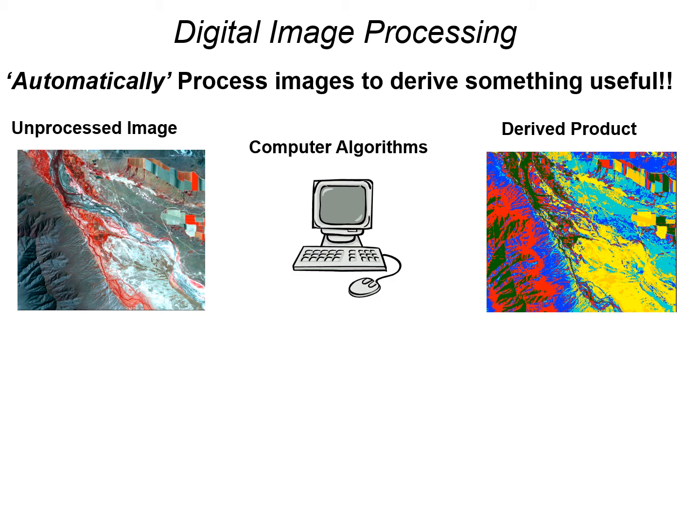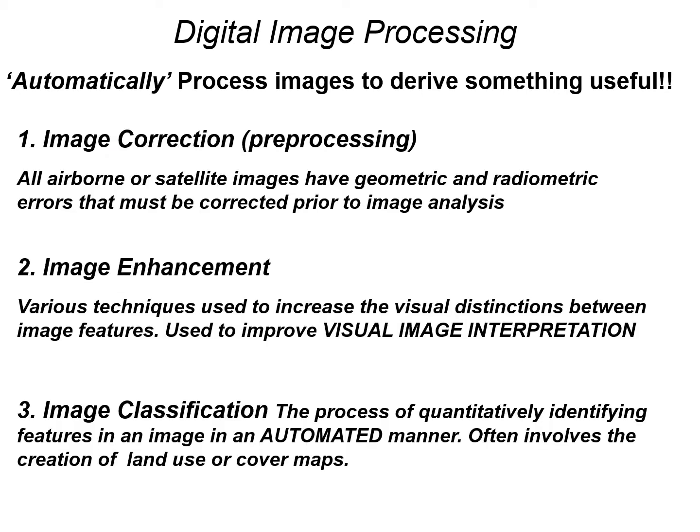I've got "automatically" there in quotes because there's usually some supervision, or in fact, a lot of supervision of the computer algorithms that take the unprocessed image and create a derived product. So we're going to talk about three aspects of digital image processing. One of them will be image correction. So that's sort of a pre-processing step. All airborne or satellite images have geometric and radiometric errors that must be corrected prior to image analysis. It's rare that you can just use an image straight out of the source material.